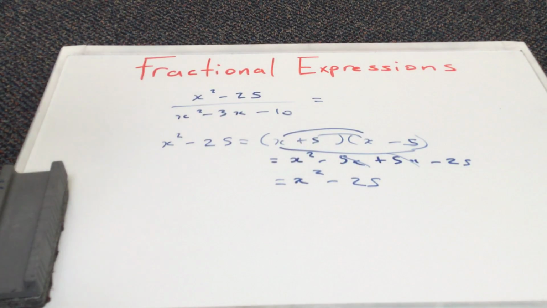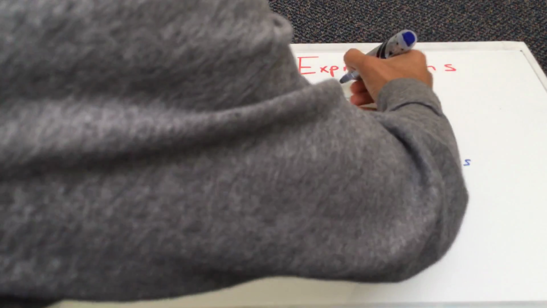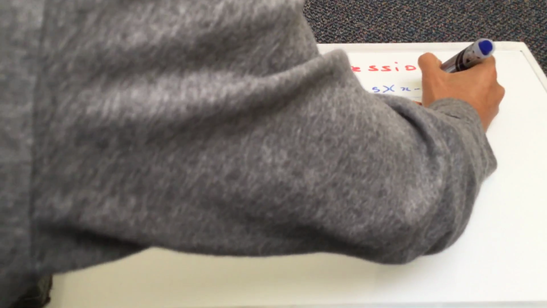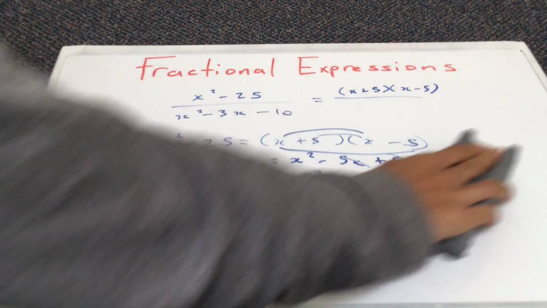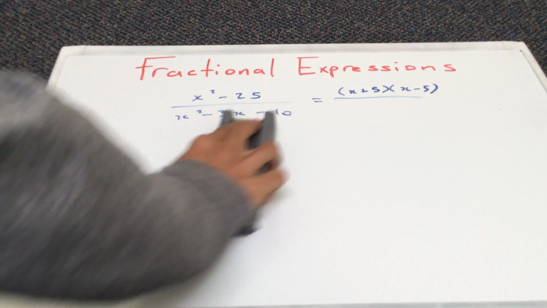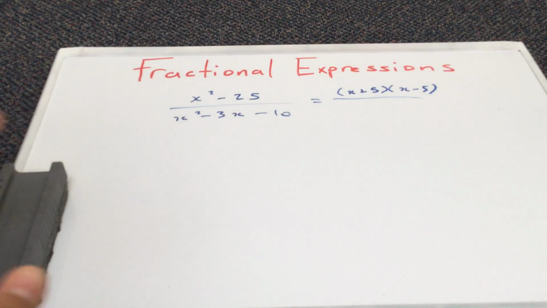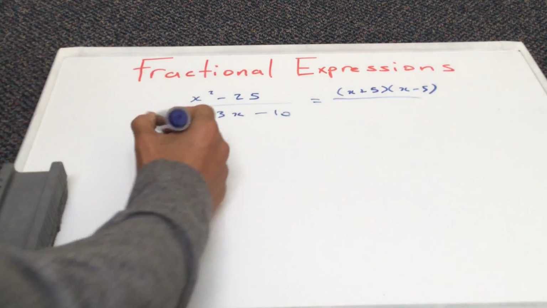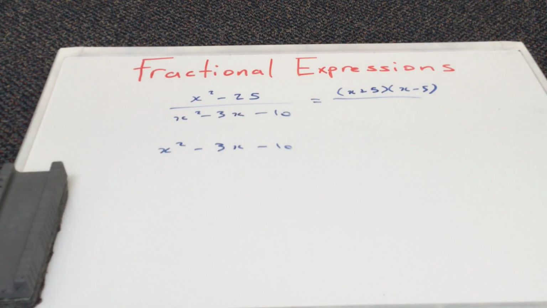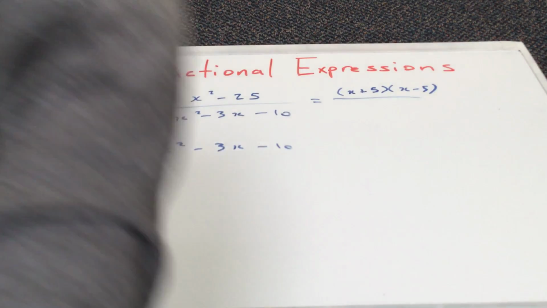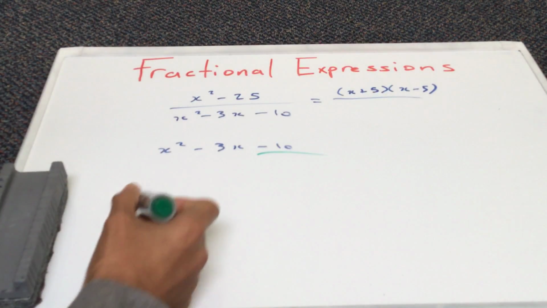And now we know that our top can be factored as x plus 5 and x minus 5. Okay, so now the bottom part uses the same idea, but this time it's not using the perfect square formula. Instead, there are a lot of methods you can use to solve this, but I'll just show you an easier method. So take the constant at the end, minus 10.